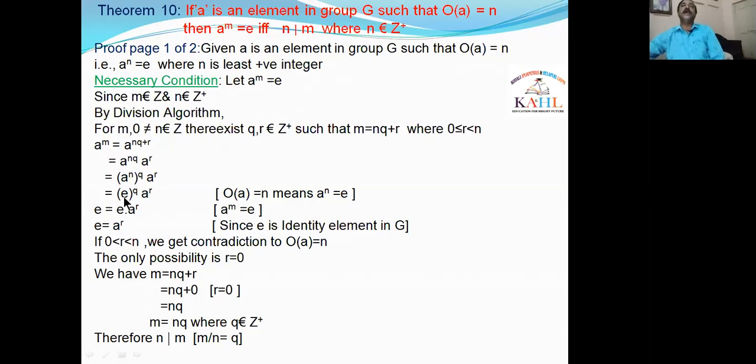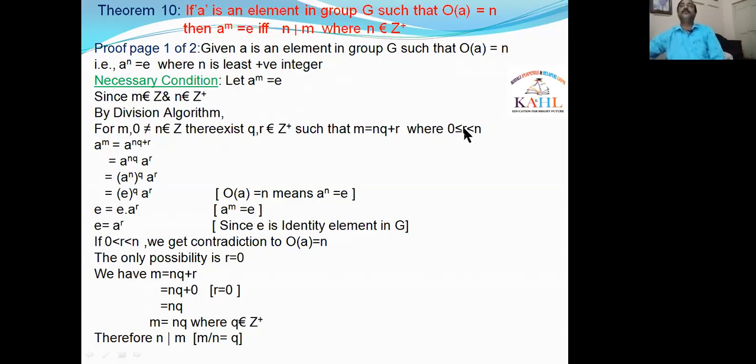Now I am writing that a power n is equal to e, so e power q, identity power anything is identity. That means e power q is equal to e. a power r is as it is. e into a power r is a power r because e is the identity element in group G. Here, what is a power m? We have taken in the necessary condition a power m is equal to e. That means the LHS part becomes e and the RHS part becomes e into a power r, which is a power r. So we got a power r is equal to e.